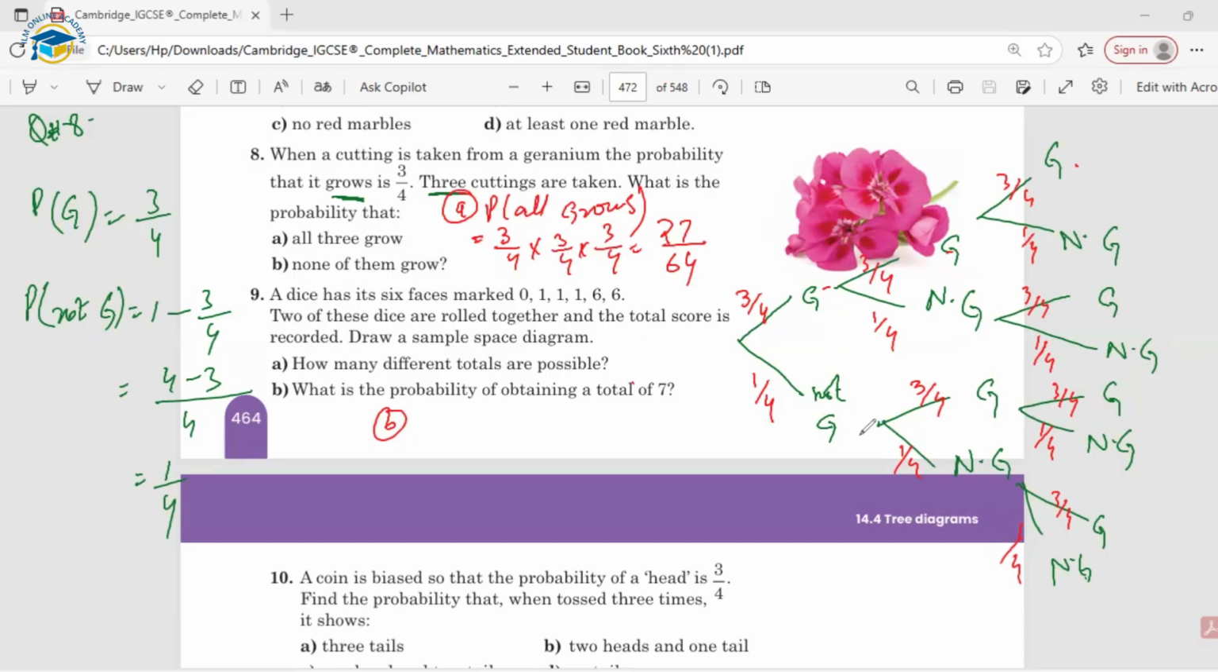B part is none of them grows. None of them grow: not grow, not grow, not grow. Okay, so probability of none growing. 1 over 4 times 1 over 4 times 1 over 4. It will be 1 over 64. So this is the probability of not growing at all, okay? So hope this as well is clear. This was your part number 8.